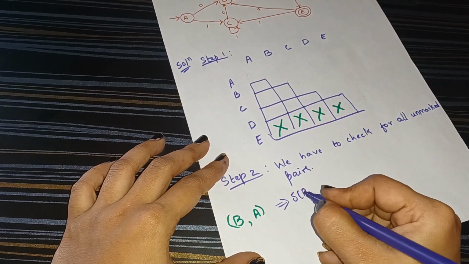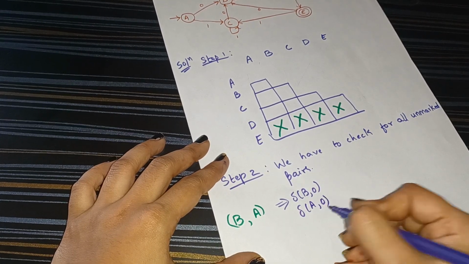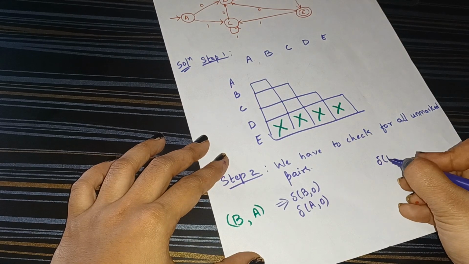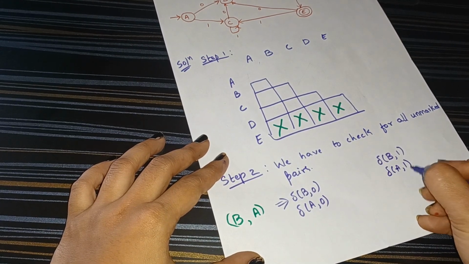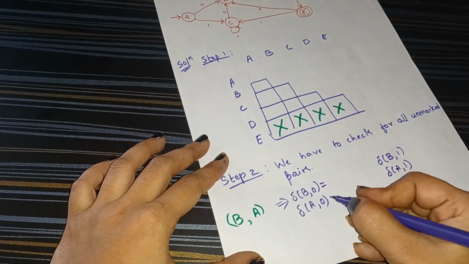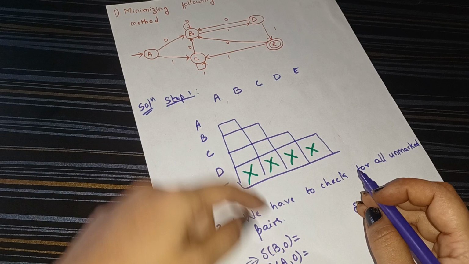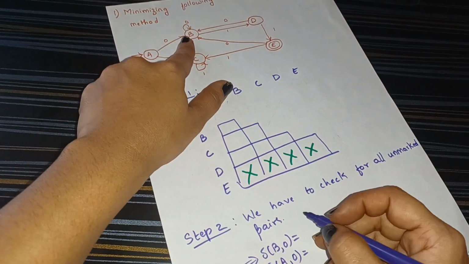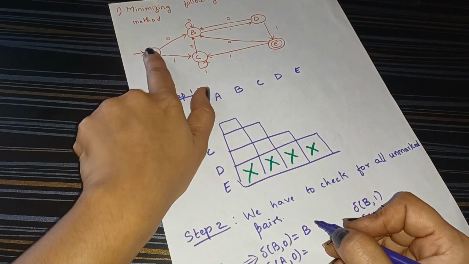So we'll check delta transition of B on 0 and delta transition of A on 0, and delta transition of B on 1 and delta transition of A on 1. If any condition is matching, we have to mark it. First we will check B on 0, it is going to B itself, and A on 0, it is going to B.